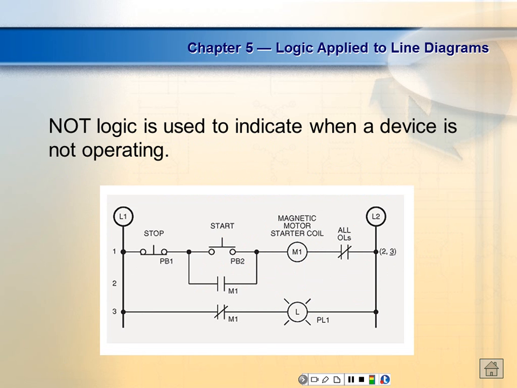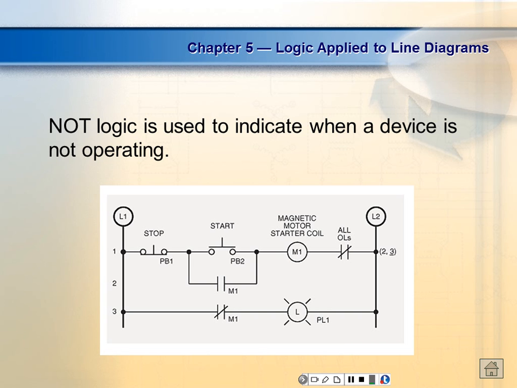A NOT logic is used to indicate when a device is not operating. So notice this. This is the arrangement we was looking at a while ago, where we're using M1 and they're using a normally closed contact. So anytime M1 is not energized, the light would be on. Anytime M1 is energized, then the pilot light would be on. And of course, this is okay. So y'all okay on this one? The other one, this one's okay.